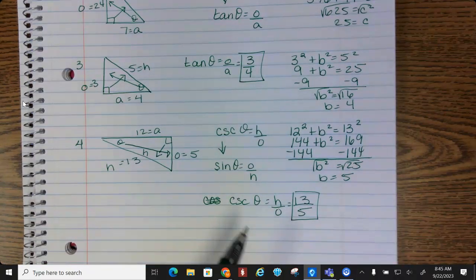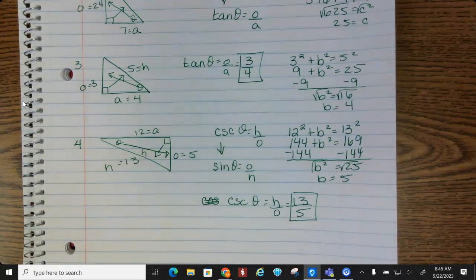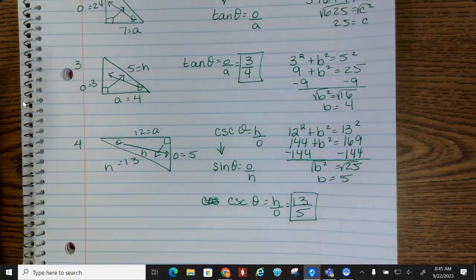Okay, so remember here, the key is to label the triangles and use SOHCAHTOA. I'll see you on the next problems.